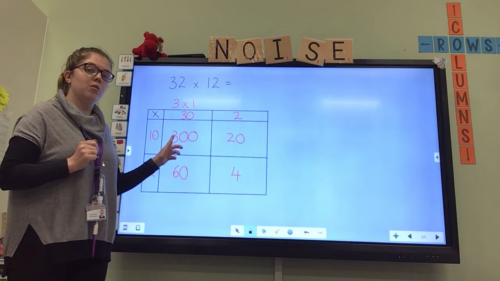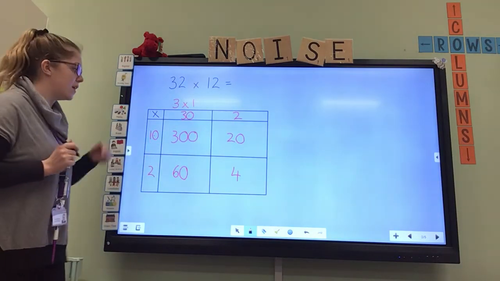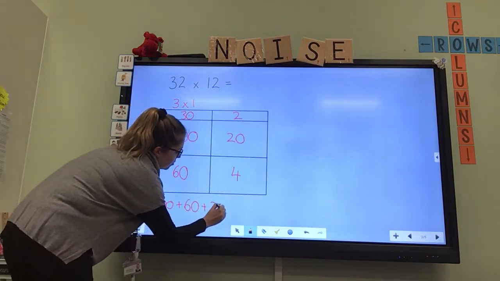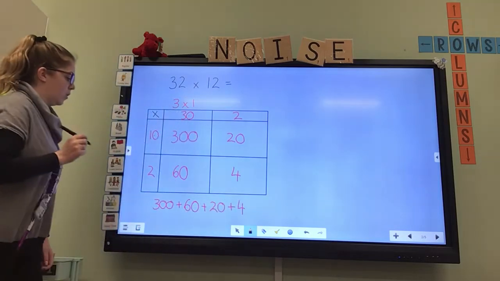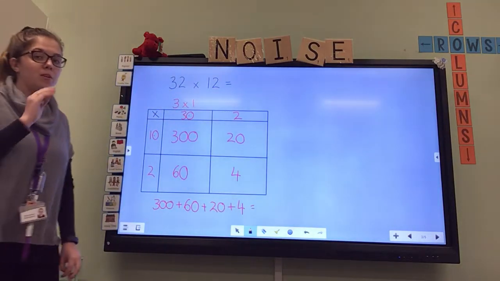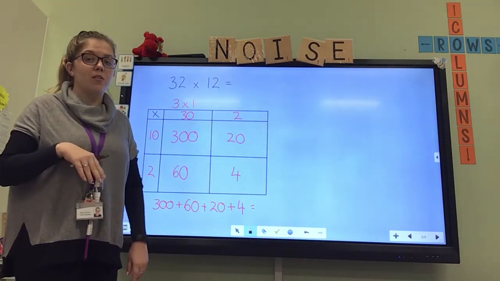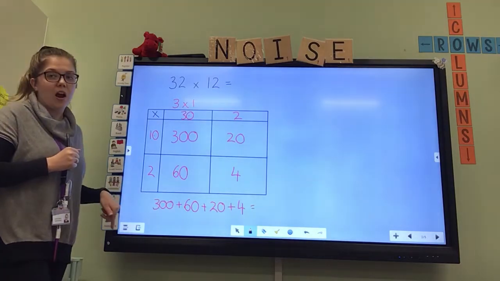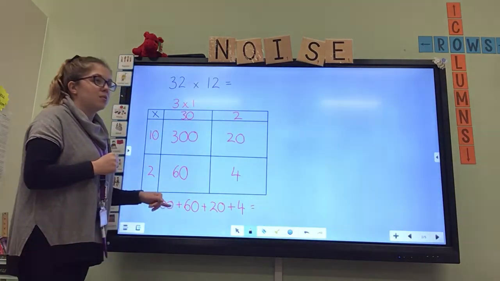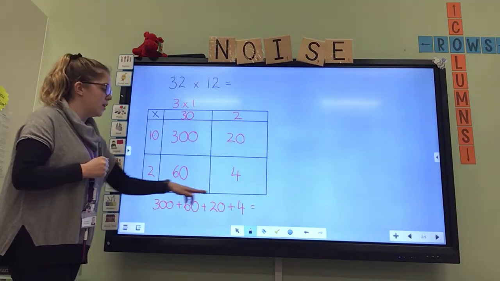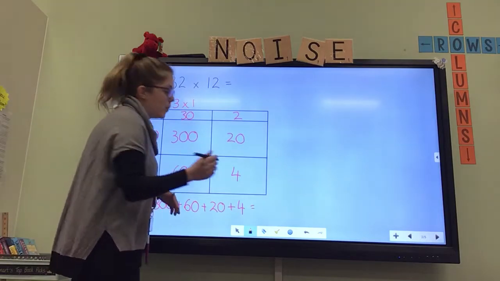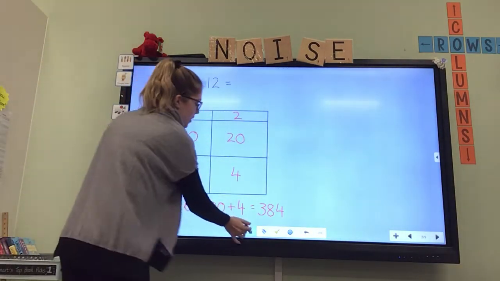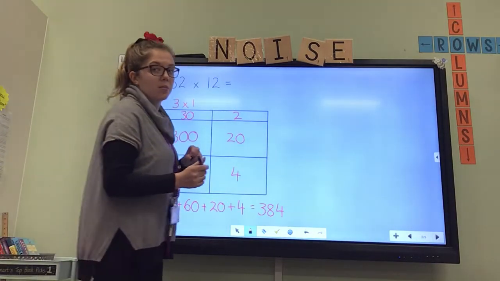Have a think, what do you think we need to do with all of these numbers in this grid now? We need to add them all together, so I'm going to do 300, add 60, add 20, add 4. I know you can do this all mentally. If you need to pause the video to add all these up, you can do that now and then join in when you have your answer. So, 300, add 60, I know is 360. Add my 20, 370, 380. And I've got my 4 at the end, so my answer is going to be 384.